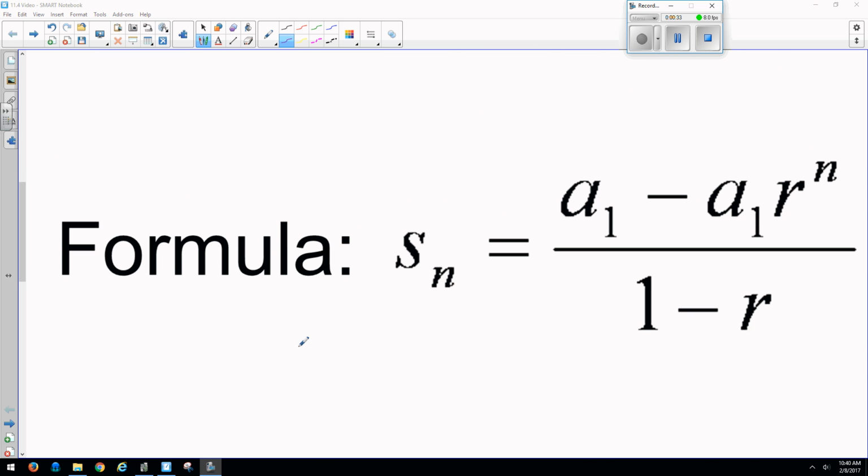Here's the formula. So this is the sum of the first n terms. A sub 1 is the first term. R is your common ratio. N is the total number of terms. And again, you don't have to memorize that.